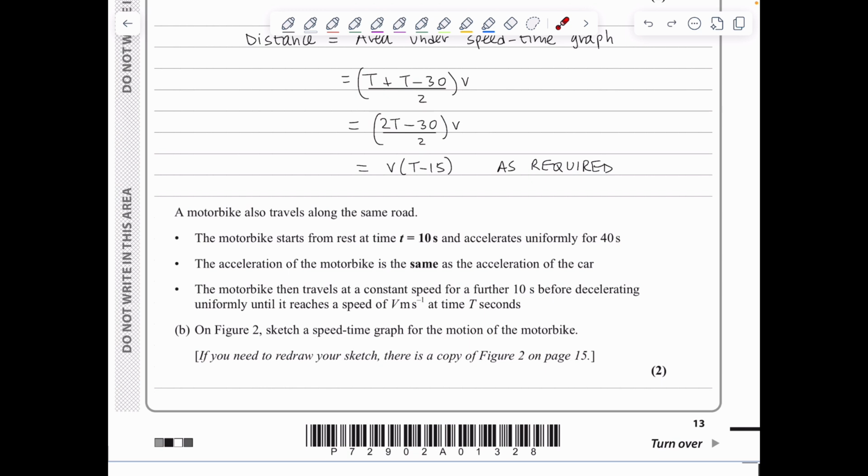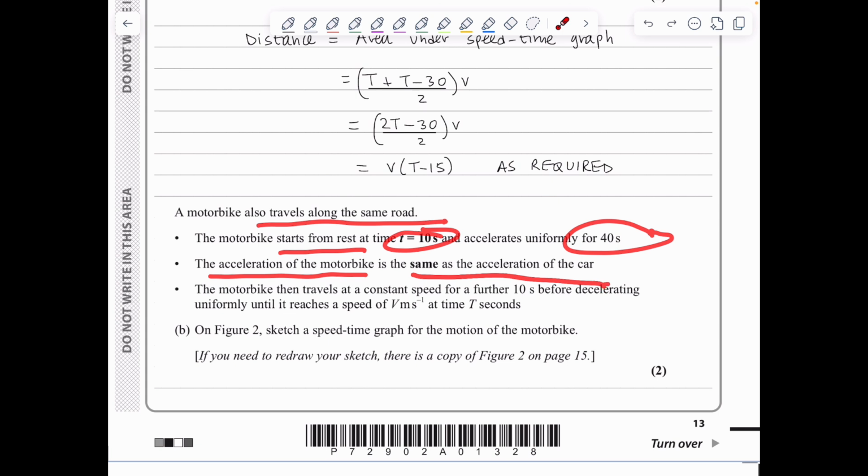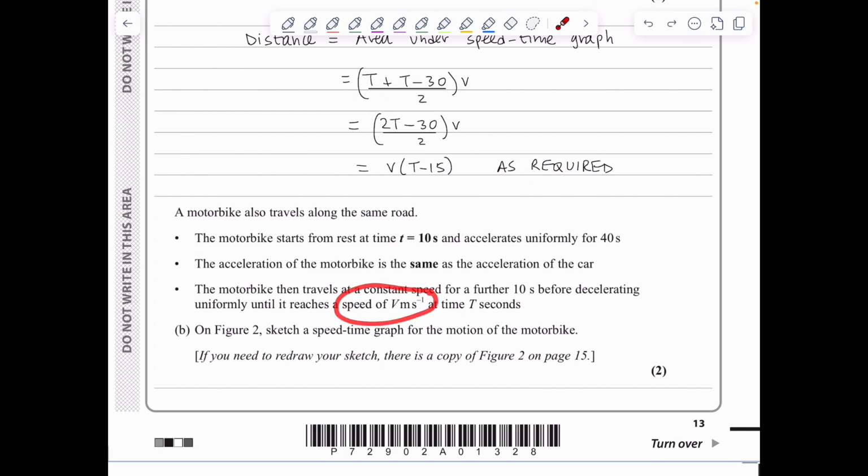We are then told that the motorbike is also traveling along the same road. It starts from rest at time t is 10, accelerating uniformly for 40 seconds. The acceleration of the motorbike is the same as the acceleration of the car. It then travels at a constant speed for a further 10 seconds and then decelerates, reaching a speed of capital V at time capital T seconds.